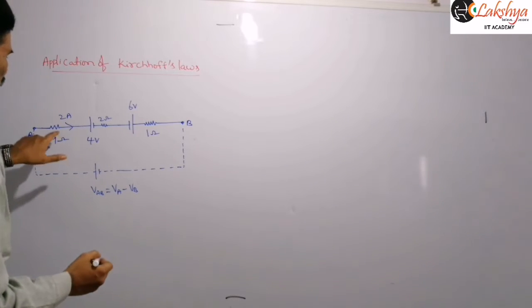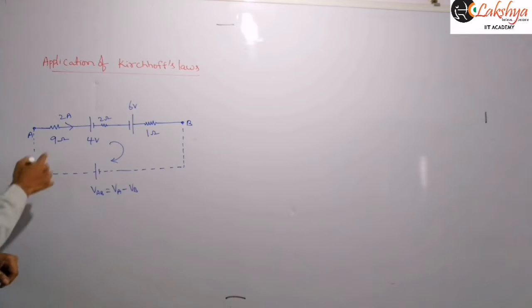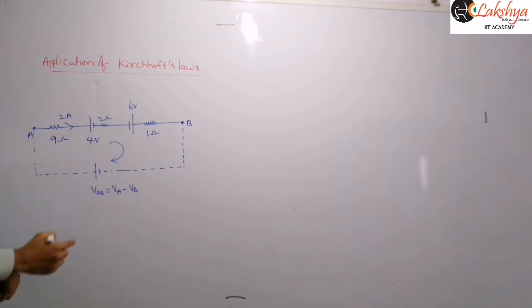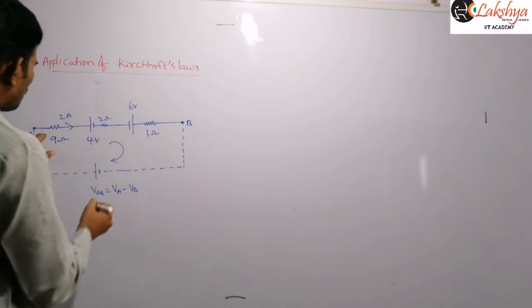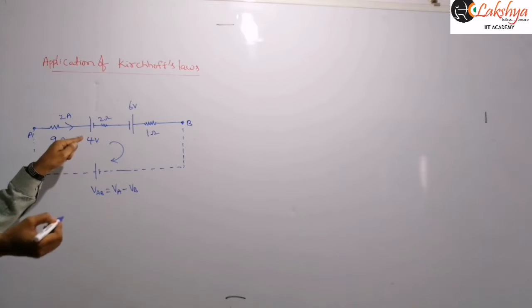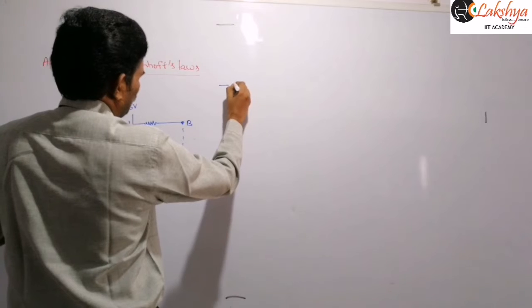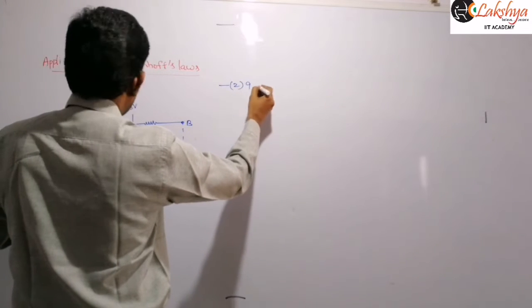So directly I am writing here. Starting from this, I am applying Kirchhoff law in this direction here. So this indicates now we are applying in the direction, right? And so now here for this resistance, we are traveling in this direction, in the direction of the current. So in the direction of current means it is negative. So minus IR. So 2 into 9.